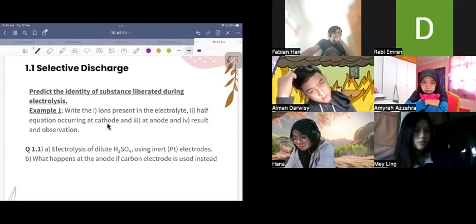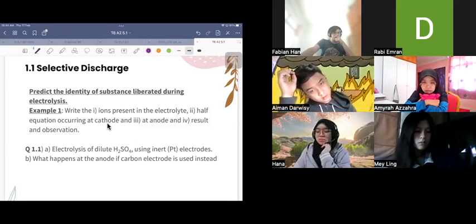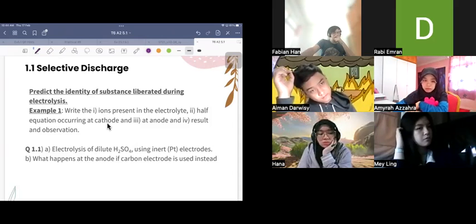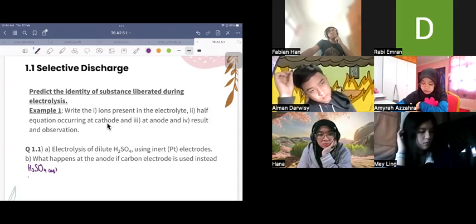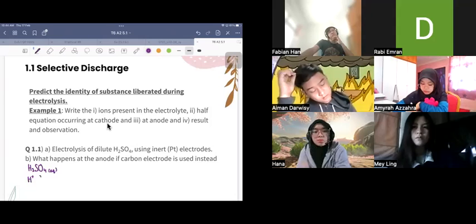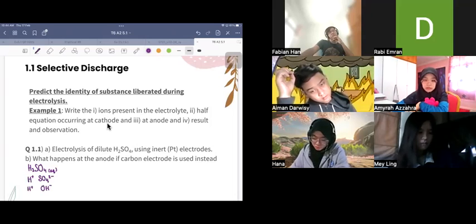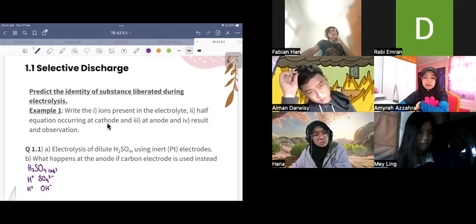Okay, right. So we have a dilute sulfuric acid. So H2SO4 aqueous, which means you would have H plus, you would have SO4 2 minus because there's water. You also have H plus from water and you have OH minus from water. Since your cation, there's no other choice, obviously H plus will be selected for discharge.